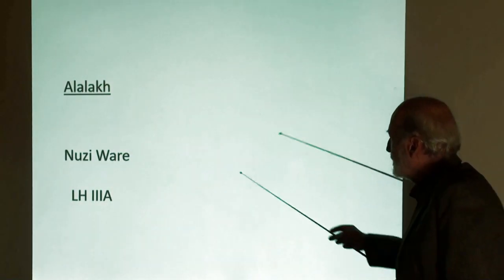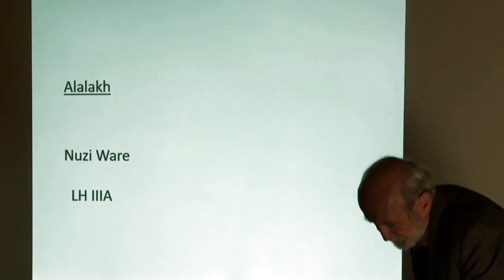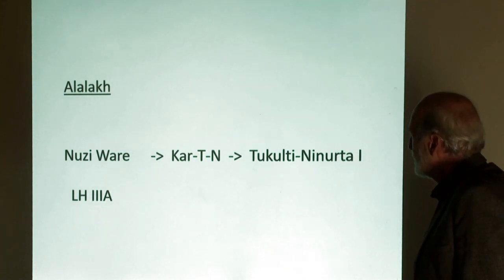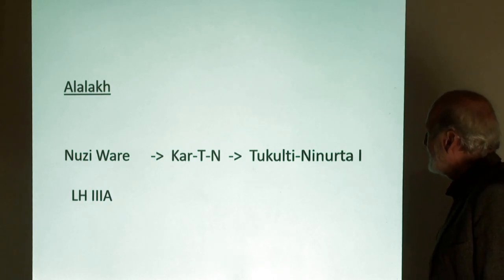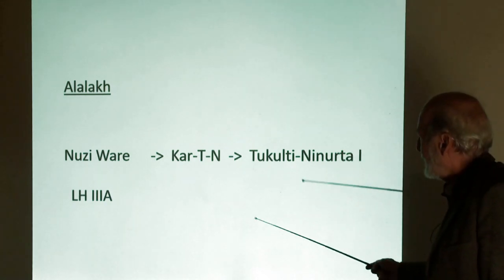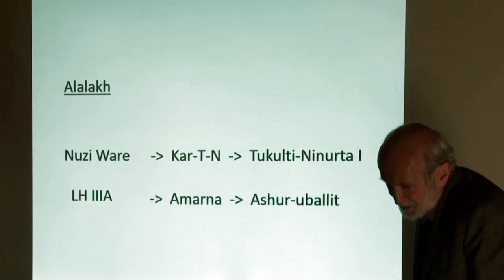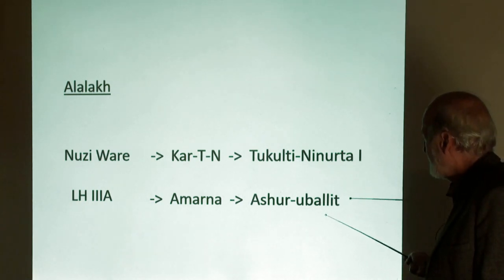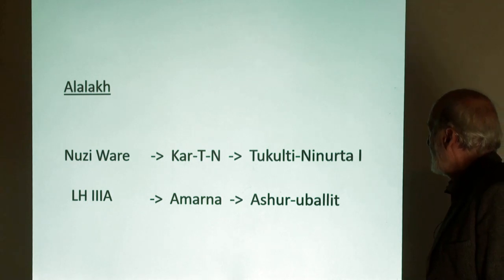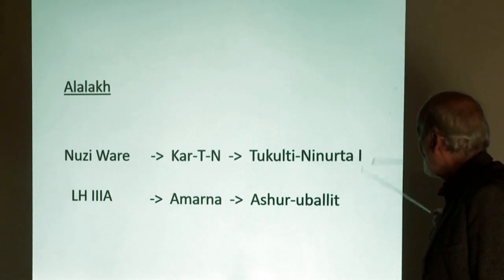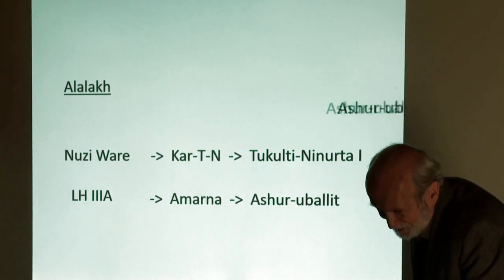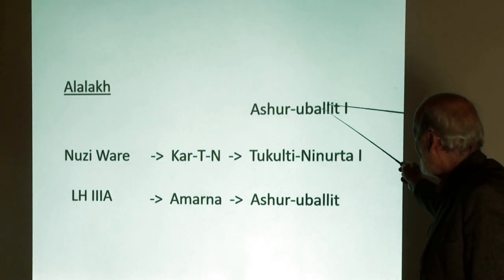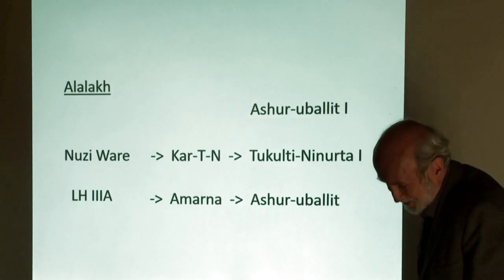So at Alalakh, we've got this sequence: Nuzi ware, then Late Helladic 3A. Now, Nuzi ware links to Kar-Tukulti-Ninurta, built by Tukulti-Ninurta I. Late Helladic 3A links to Amarna and an Ashurubalit from the correspondence found at Amarna. But look, we've got the wrong order there according to the orthodox chronology, because there Ashurubalit comes before Tukulti-Ninurta I. I think he was the great-great-grandfather of Tukulti-Ninurta I.